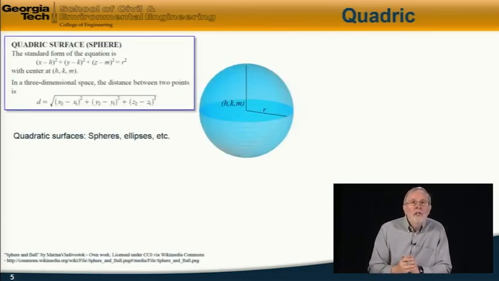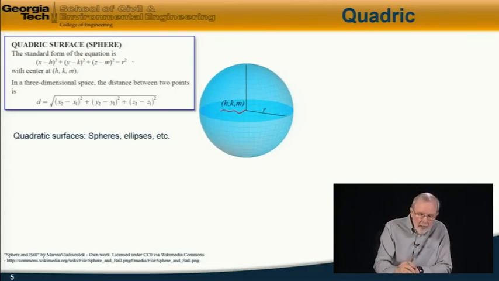Next, the handbook discusses quadric surfaces, in other words, spheres, and more generally this refers to quadratic surfaces such as spheres, ellipsoids, etc. But apparently in the handbook we only discuss spheres. So the equation of the surface of the sphere, which is centered at coordinates h, k, and m, of radius r, is given by this expression right here.